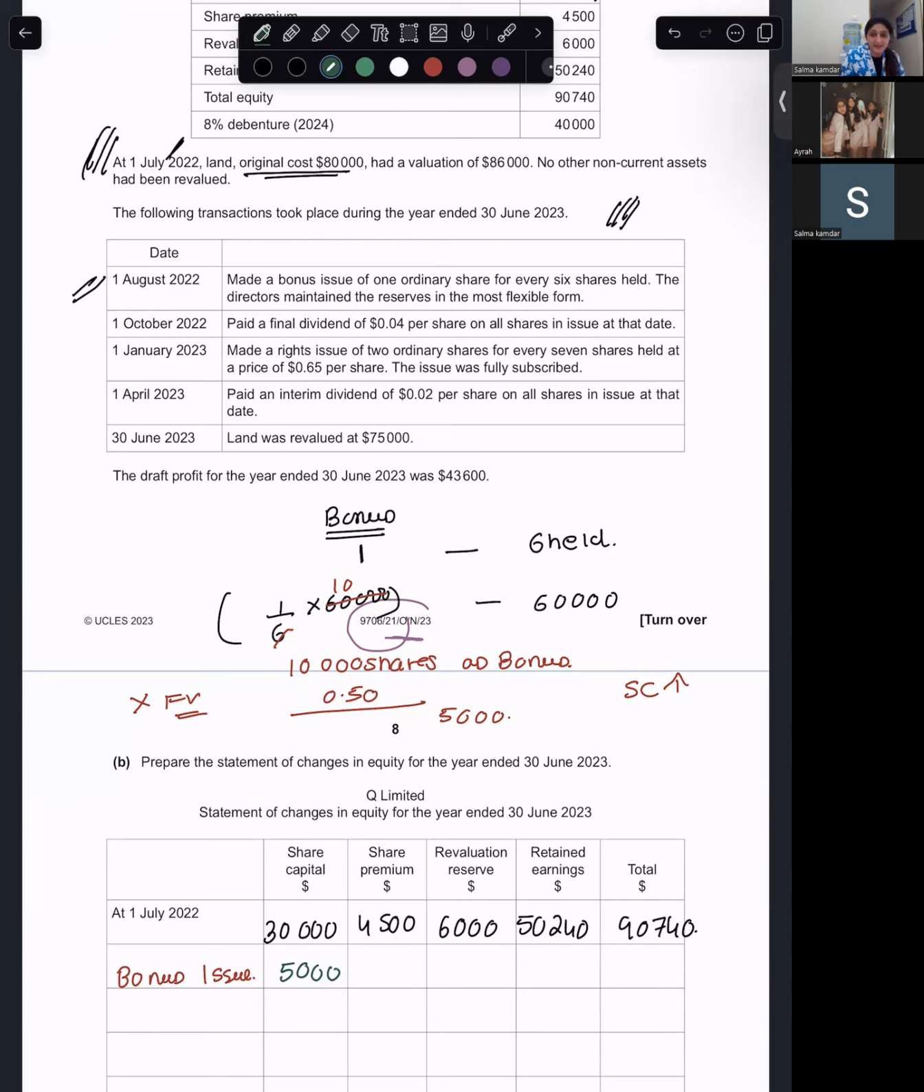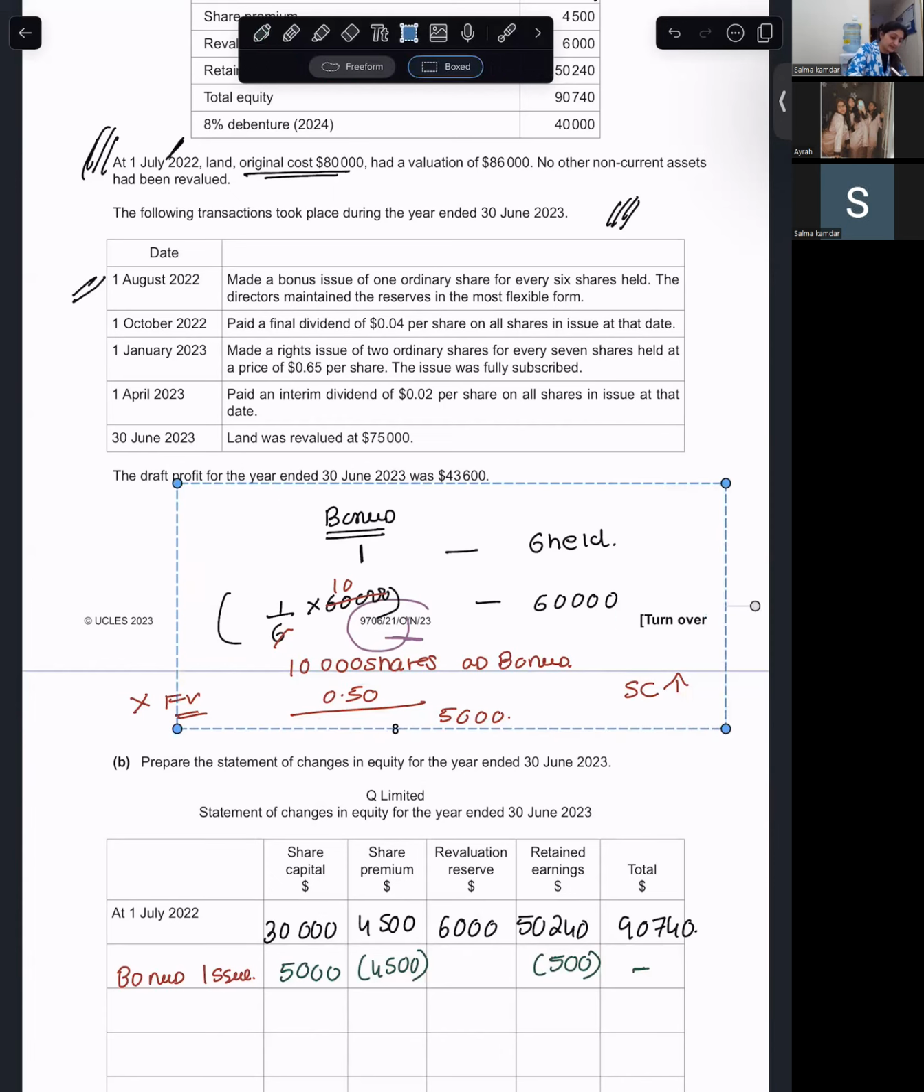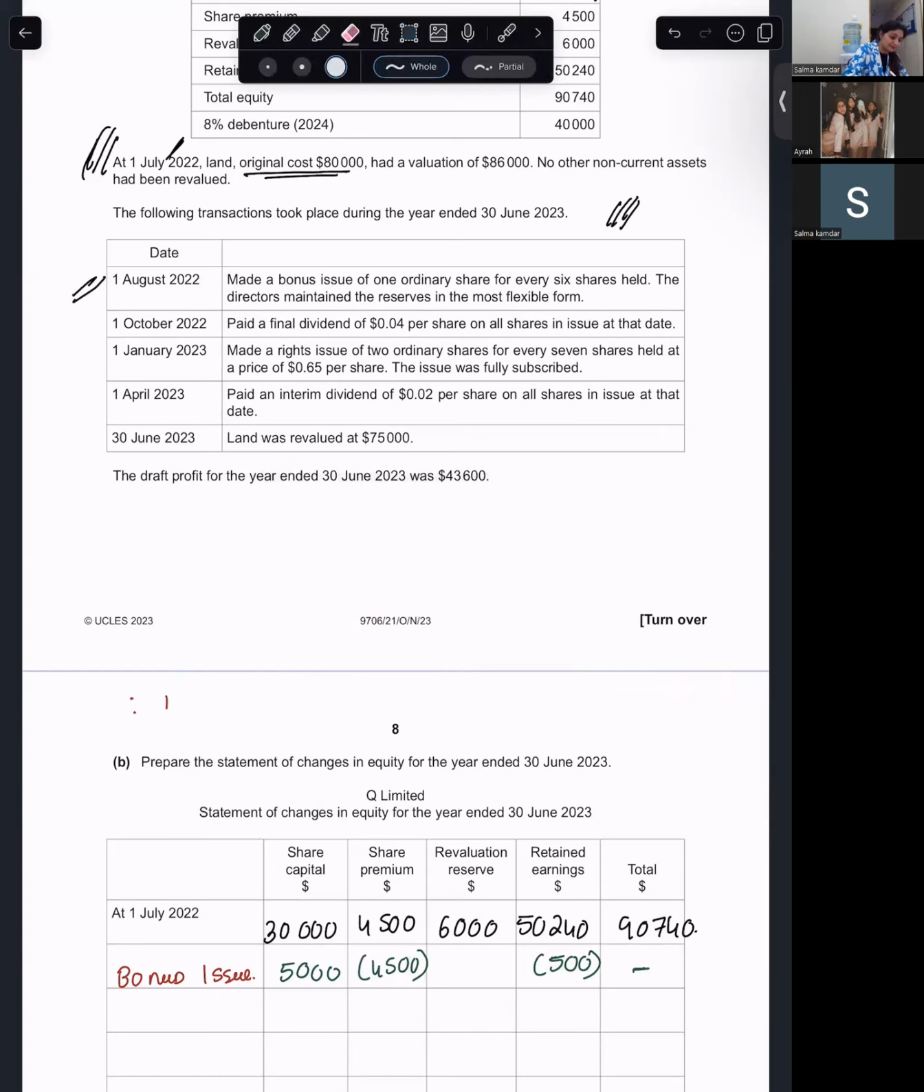Reserves are maintained in the most flexible form. You'll minus 4,500 from share premium and 500 from general reserve. Revaluation reserve cannot be used for bonus. Okay. So this bonus issue is there. Go to the next one.